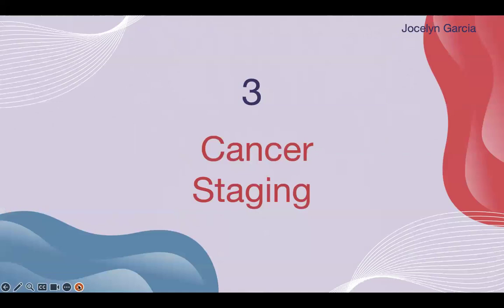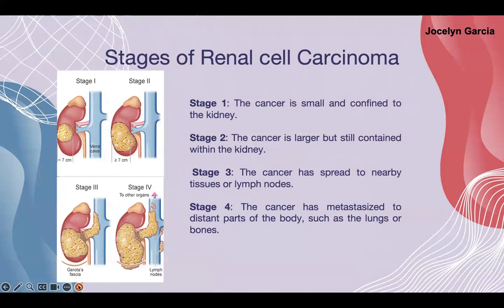Cancer staging. In renal cell carcinoma, there are four stages of cancer. Cancer staging is determined by looking at factors like the size of the tumor, whether the cancer has spread to nearby lymph nodes or other parts of the body, and if it has invaded nearby tissues or organs. The stage of a kidney cancer can be determined in two ways: either by clinical stage, which is based on physical exams, imaging tests, and any biopsies that have been done, or the pathological stage, which is if surgery has been done.